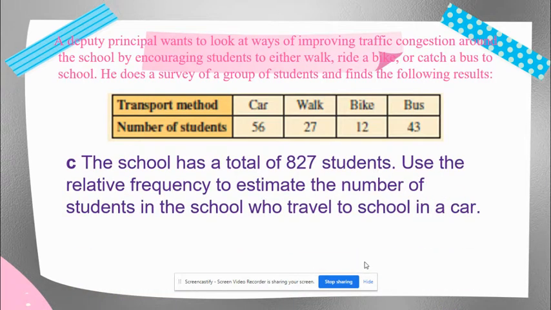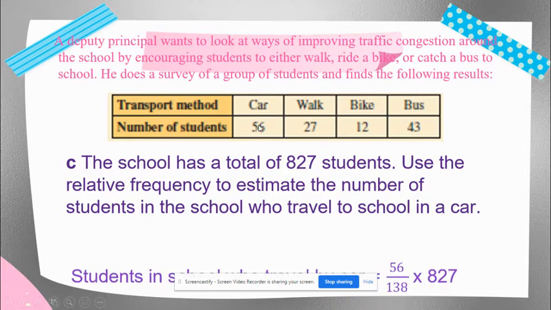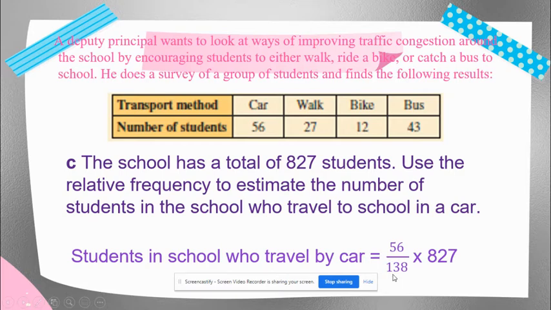And then it says the school has a total of 827 students. Now, remember this is at random. So use the relative frequency to estimate the number of students in the school who travel by car. So the first thing is we say, okay, well, we know it's 56 over 138, and then we multiply that. So we go 56 divided by 138, multiplied by the whole number, and you get 336. So make sure you know how to do that one when we get there. That's it.